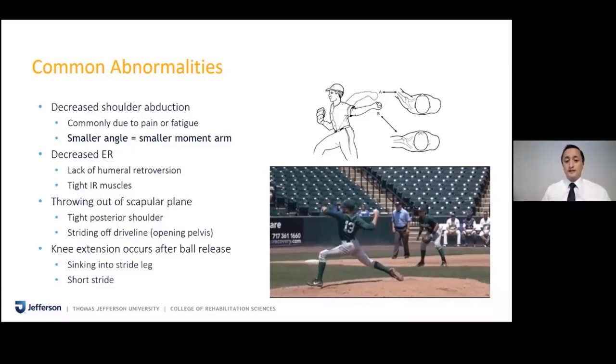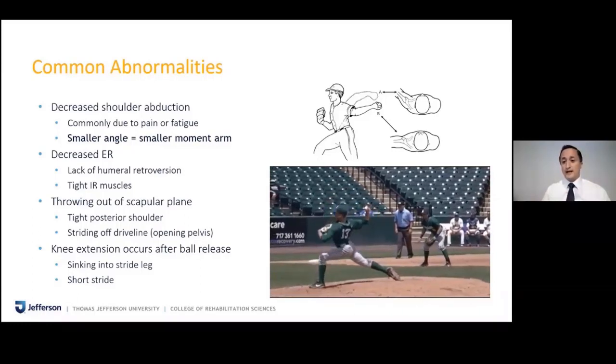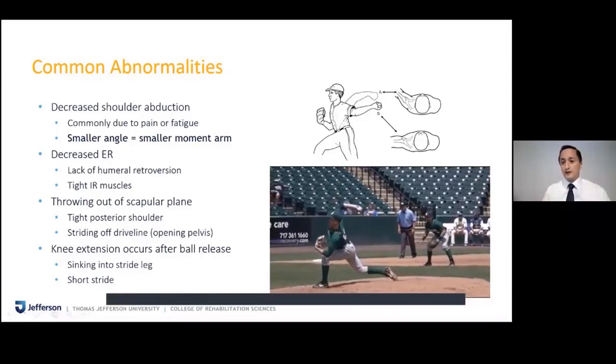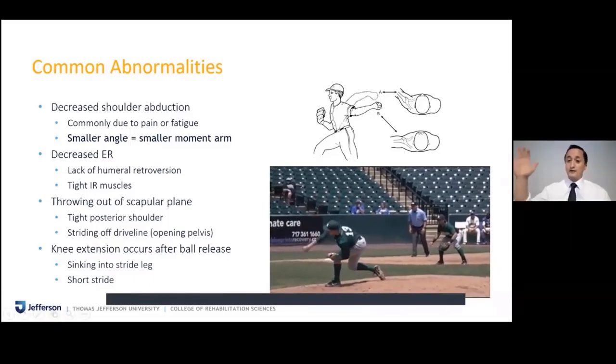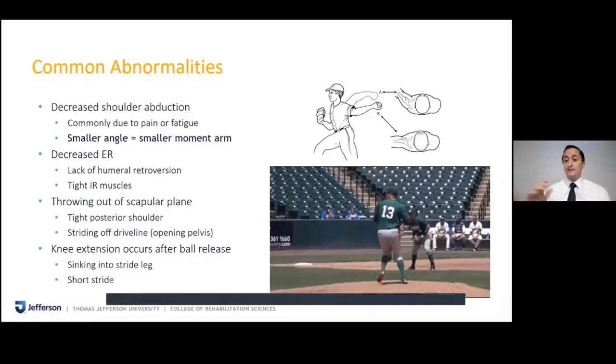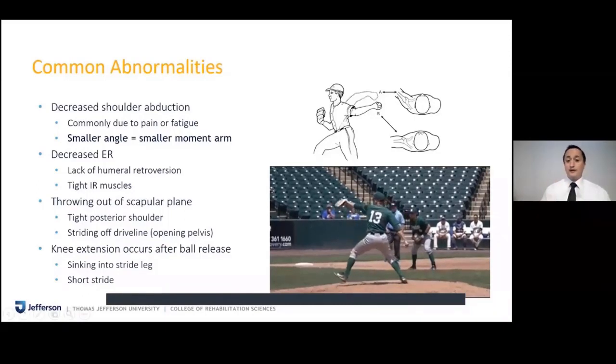We also will see individuals throw out of the scapular plane. So if we look up here, this position of A is the scapular plane. It's about 30 degrees anterior to the frontal plane, and that's where individuals should be throwing. If they throw out of the scapular plane, it looks like this. And typically, they will throw out of the scapular plane for one of two reasons.